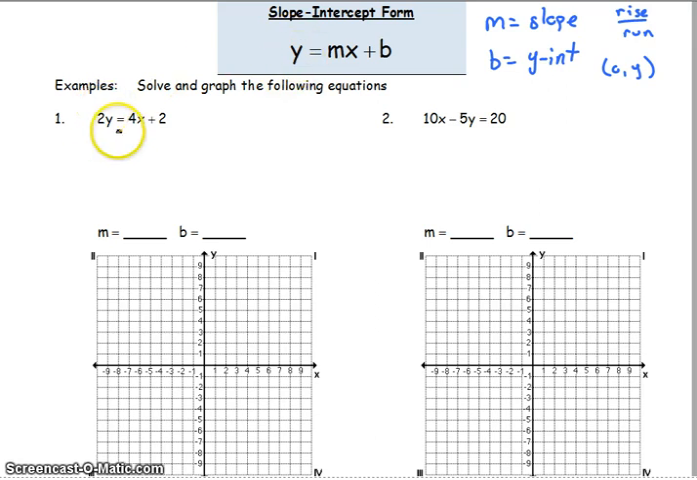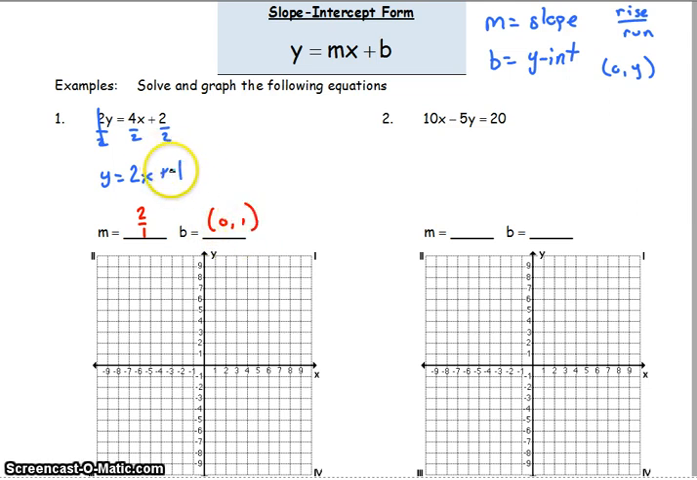In this case, it's like number 2 in our warm-up above. I have to divide everything by 2 to solve for y first. That cancels my 2's. Y equals 4 divided by 2 is 2x, plus 2 divided by 2 is 1. That makes my slope 2 over 1, and my y-intercept 0, 1.